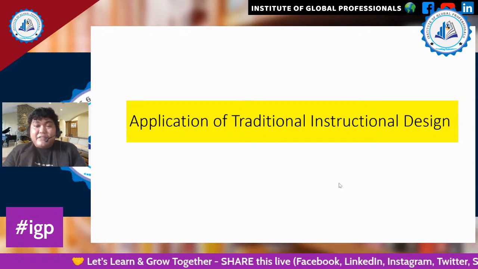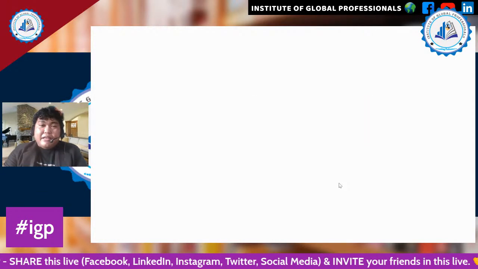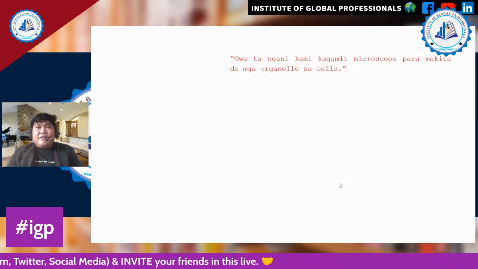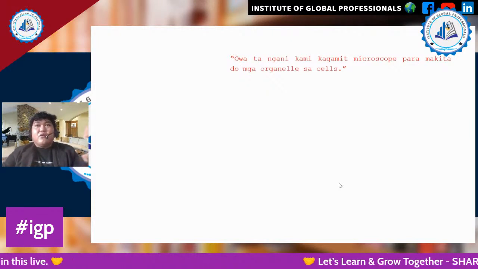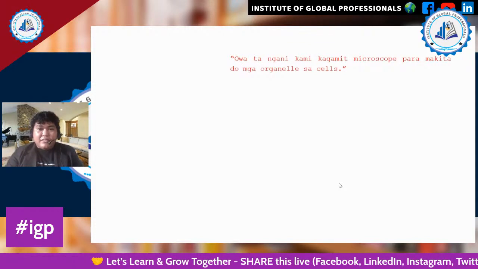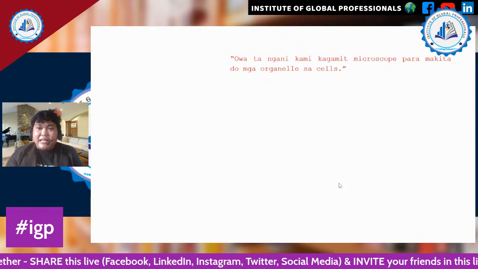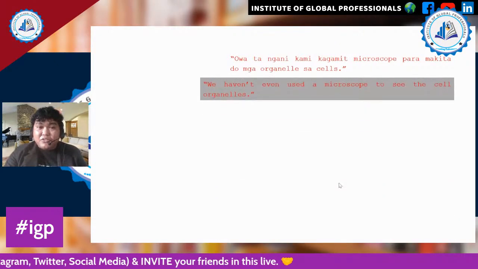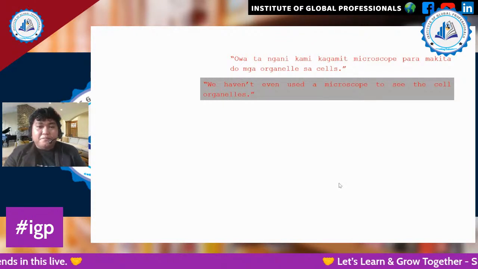Now, here are the applications of the traditional instructional design. Let's take, for example, the ADDIE model. For example, here in the Philippines, I tried to conduct a study regarding what would be the best instructional material to be used since a microscope is not available at home because of the pandemic. So one student actually said, based on my gathered data from the analysis, "We haven't even used a microscope to see the cell organelles." This literally translates to, we haven't even used a microscope to see the cell organelles.